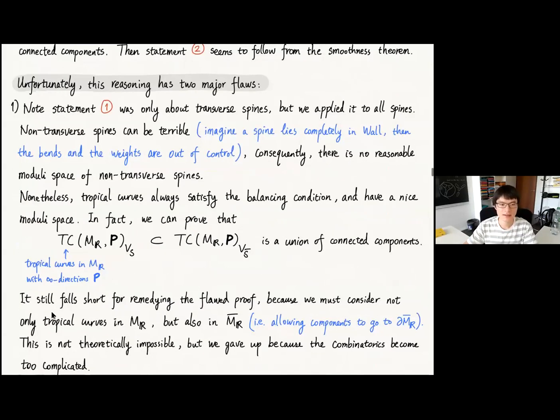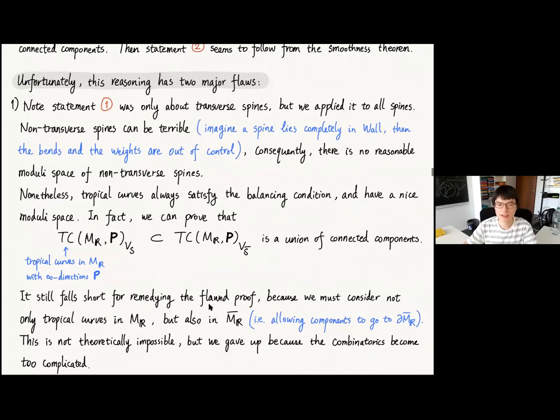But it still falls short for remedying the flawed proof because we must consider not only tropical curves in MR, but also in MR bar. That is, we should also allow components of the tropical curve to go to the boundary of MR. This is not theoretically impossible, but we gave up because the combinatorics involved become too complicated.